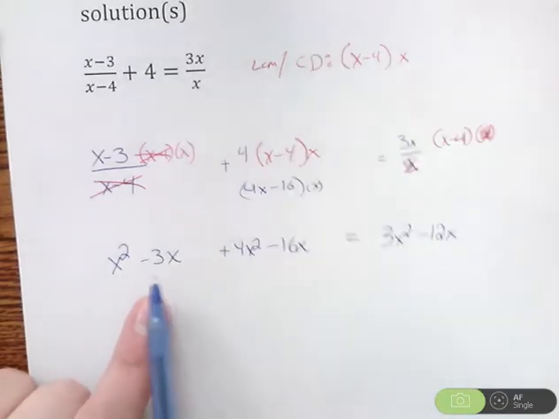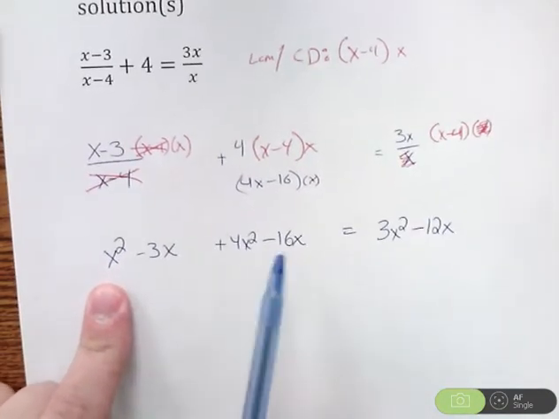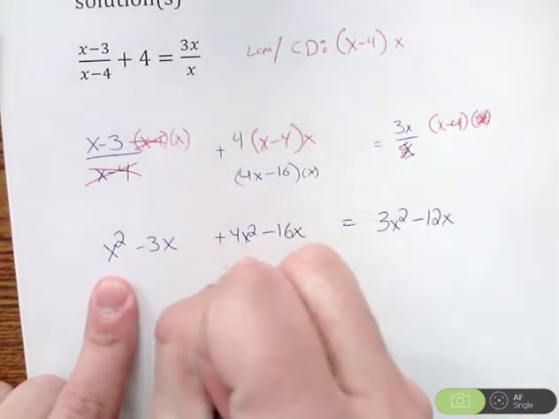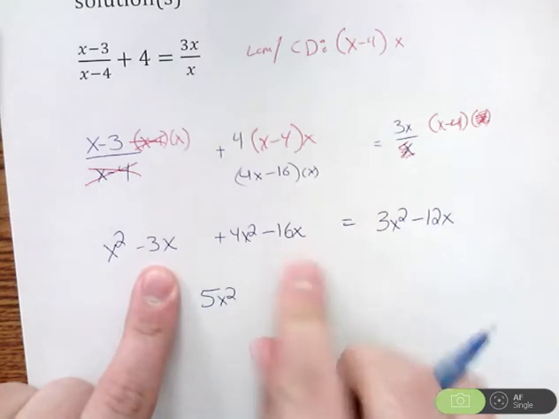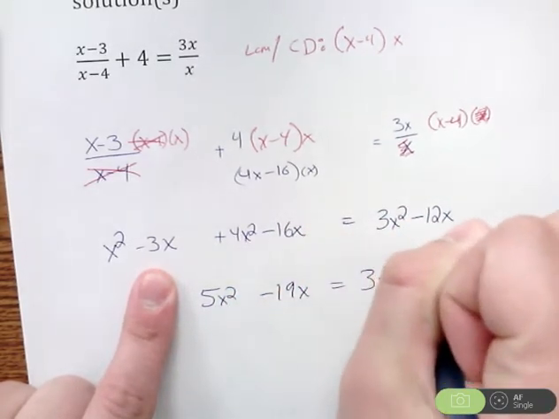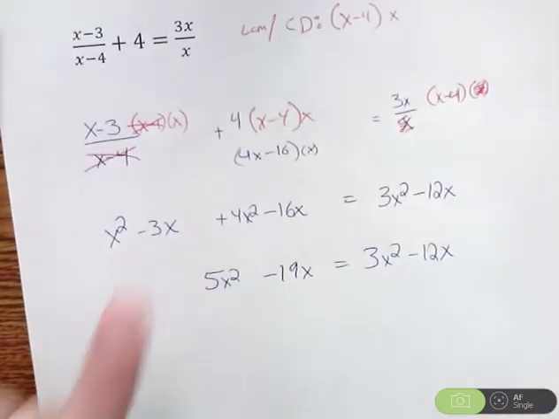Now on the left side, this is a little bit big, so I'm going to clean this up by combining like terms. My x squared and 4x squared becomes 5x squared. Negative 3x and negative 16x is negative 19x. I still have 3x squared minus 12x on the right side.